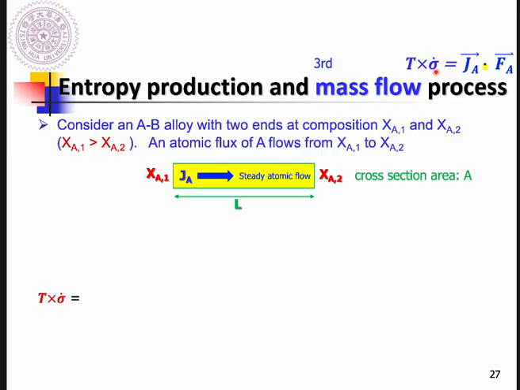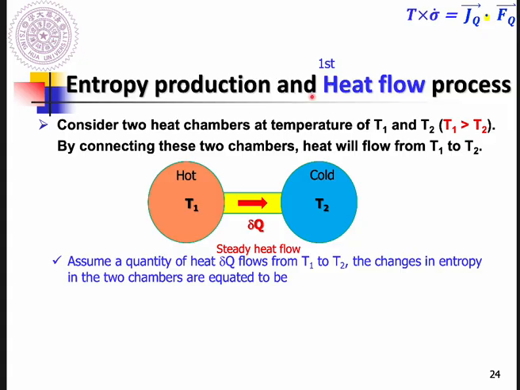So by using these three different kinetic flow processes, first of all I need to demonstrate that these equations work and also help you to get a sigma dot. And by comparing the sigma dot in each case, you can have some idea which kinetic process is faster and which is slower. Okay, so let's move back to the first case, the heat flow process.